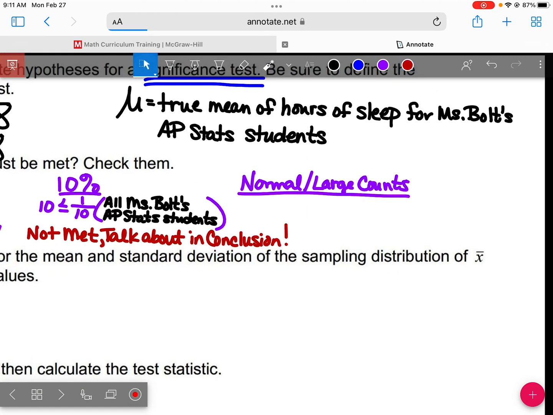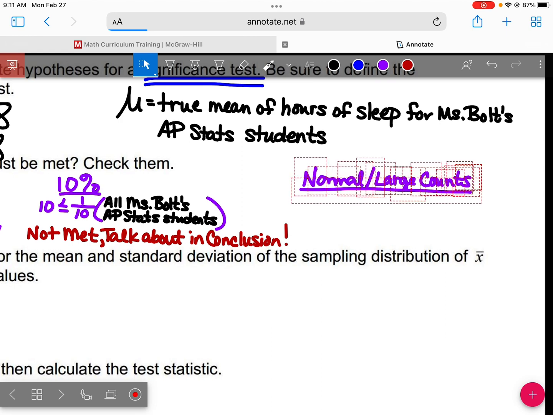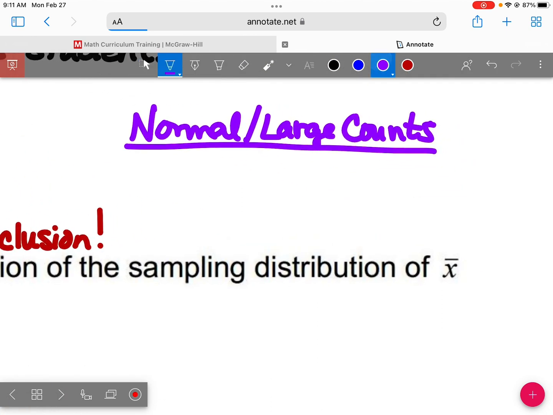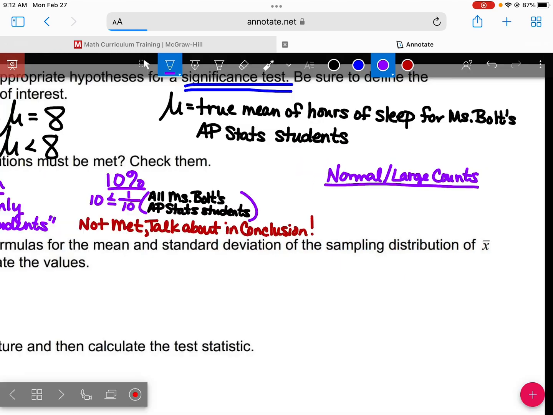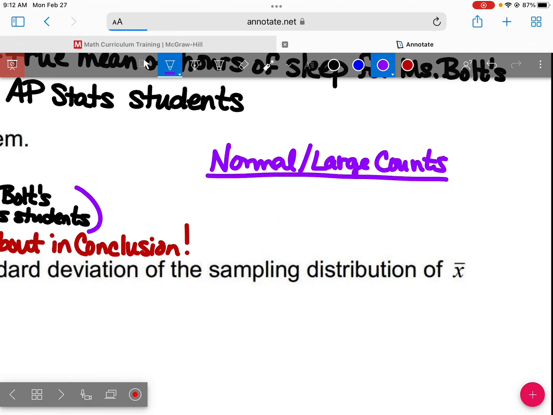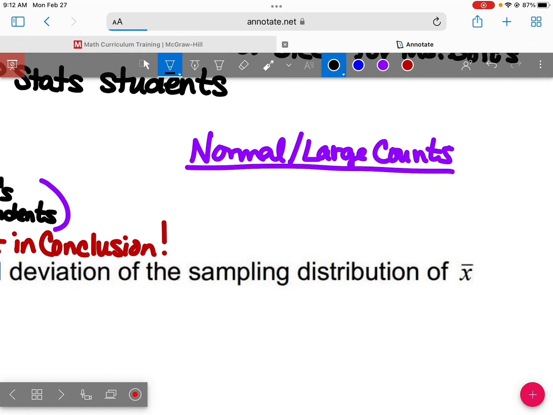And then normality, large counts. Do we know that the population is normally distributed? No, I don't have that information. Do we have central limit theorem? No, I only have 17 people in the room. No central limit theorem. So what do I have to do then to be able to show normality? Have to draw a graph.